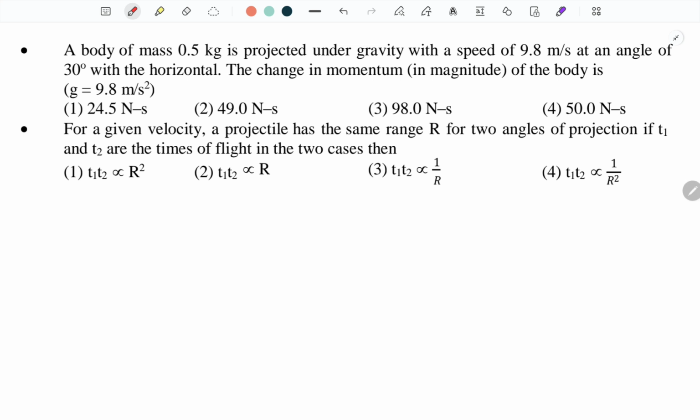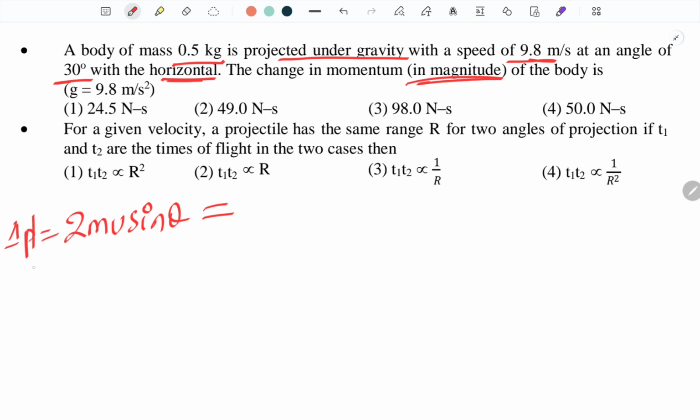All right, let us solve the next two set of questions. A body of mass 0.5 kg is projected under gravity with a speed 9.8 at an angle of 30 with the horizontal. The change in momentum in magnitude of the body. Change in momentum we already know, 2 mu sin theta. 2 mu sin theta is the formula for change in momentum, और magnitude की बात हो रही है. Actually minus 2 mu sin theta, but magnitude, so 2 mu sin theta.